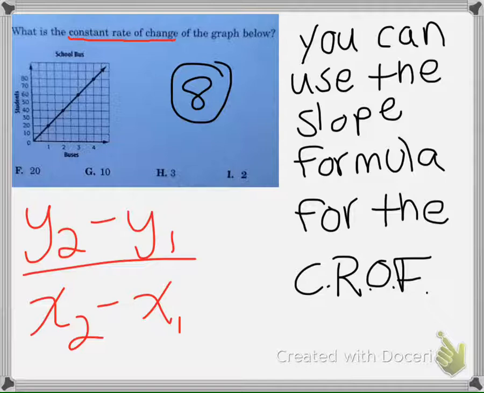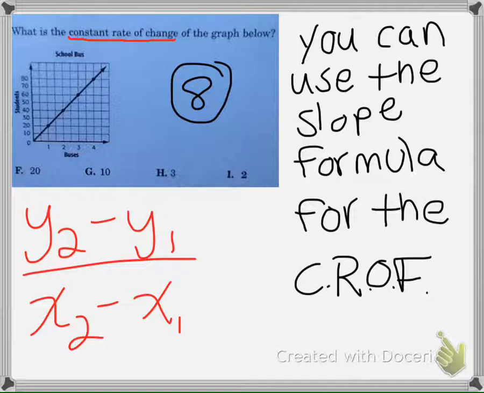And when you see that, it says that one bus has 20 students, 2 buses have 40, 3 have 60, and 4 has 80. So all of that information you're getting from the graph, okay? But they want to know the constant rate of change.